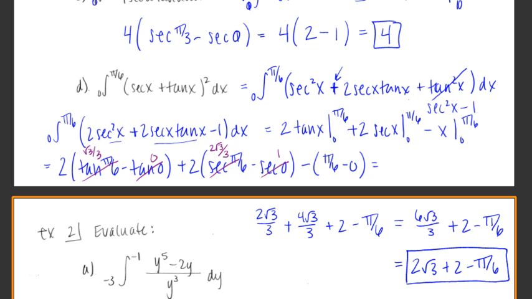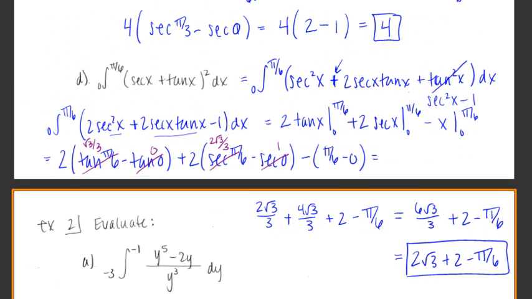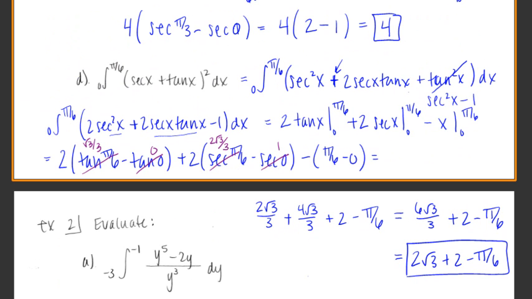And that is what's making up our area between secant x plus tangent x squared between 0 and pi over 6. All right, let's hope that all my other sign changes are pretty good so far, but I can always check all that stuff for you guys later. Okay, let me erase some stuff and let's get on to example number 2.